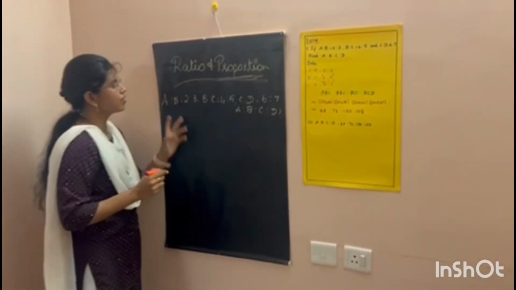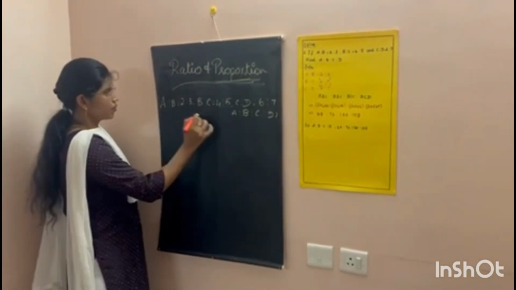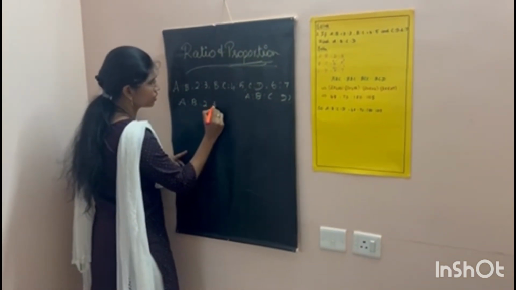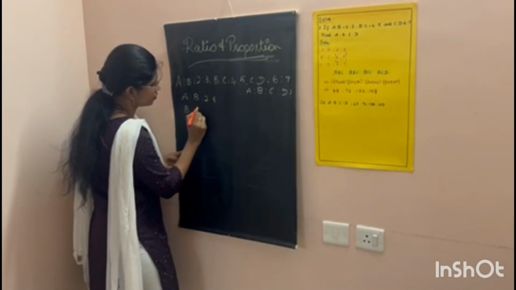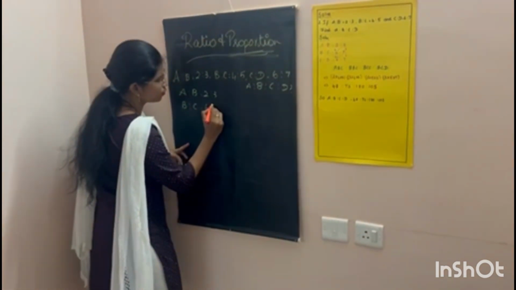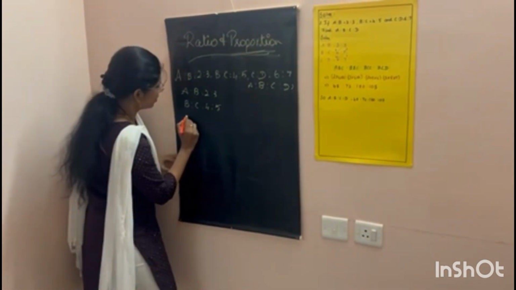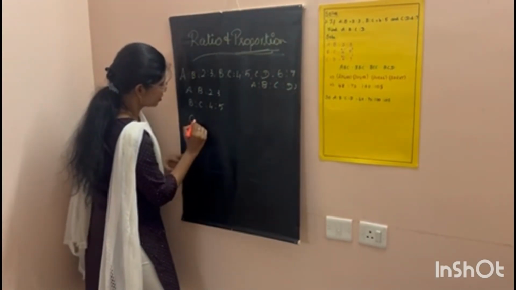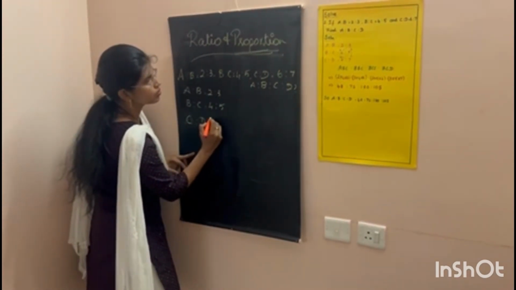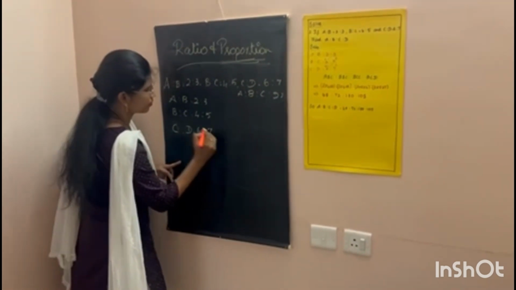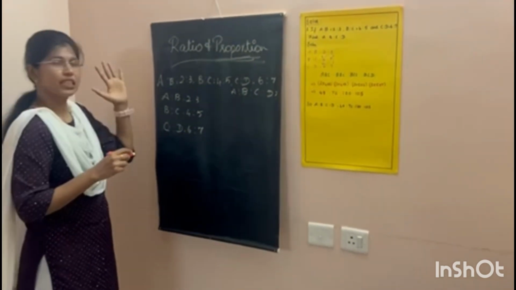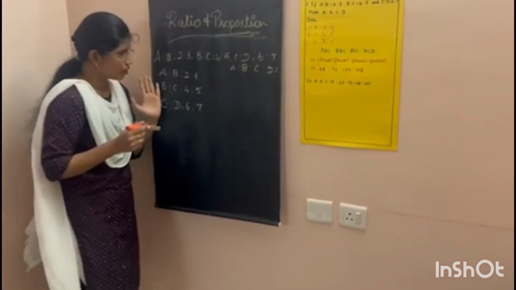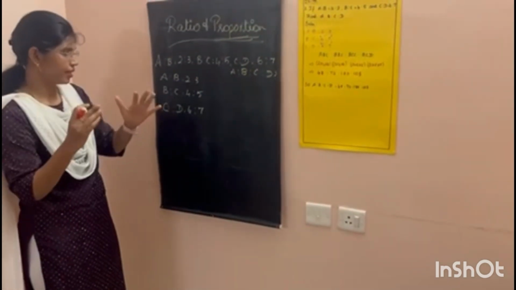So for this problem, first of all we have to write like this: a is to b is equal to 2 is to 3, b is to c is equal to 4 is to 5, and c is to d is equal to 6 is to 7. Previously for the 3 variable problem we used the inverted N method. Here also we are using a kind of trick.